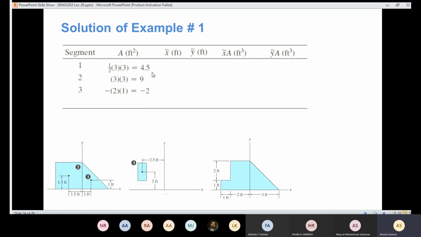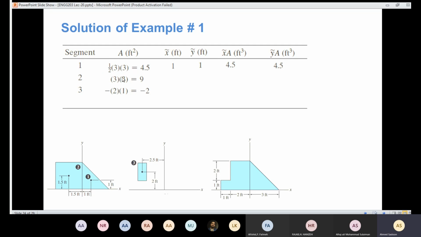Then I need to know the centroid for part 1. We already determined the centroid for part 1. In X, we have 1. In Y, we have 1. So I'm going to have 1 and 1. Then how about that value, X hat A? Here I have X hat, and here I have the area. So this one times that one is going to be 4.5. Similarly here in Y hat A. So now I finished segment 1.